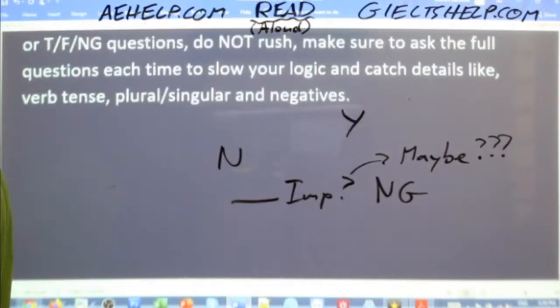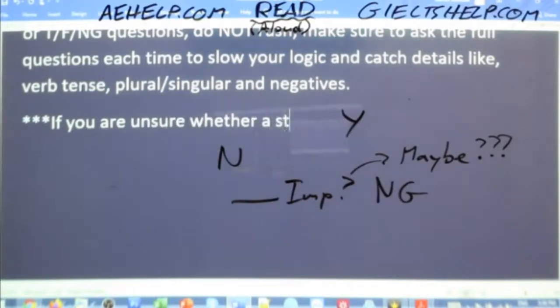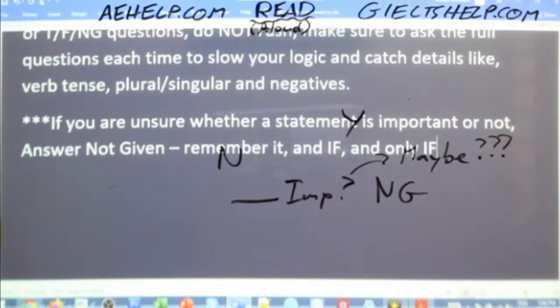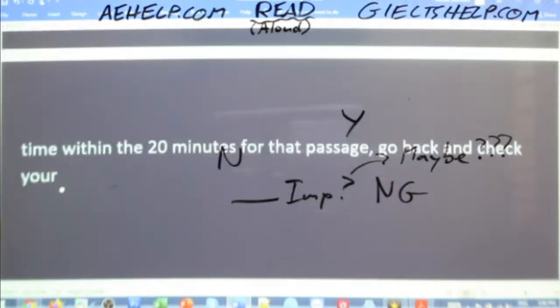So if you are unsure whether a statement is important or not, answer not given. Remember it, and if and only if you have time within the 20 minutes for that passage, go back and check your answer in the reading. 2 reasons for this, okay?